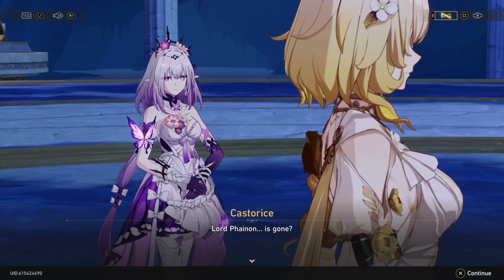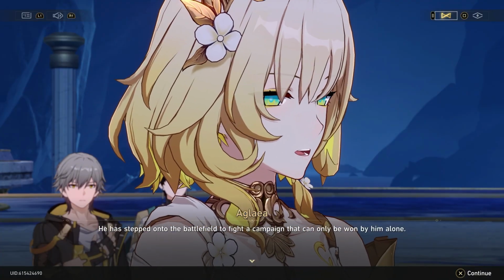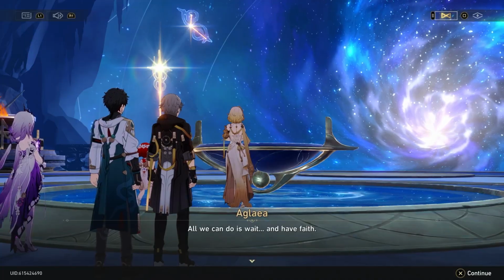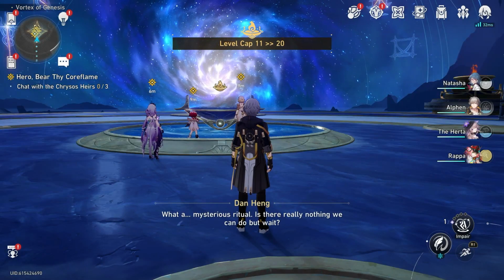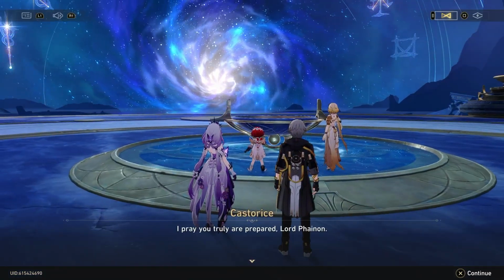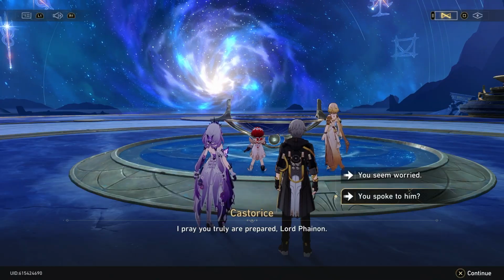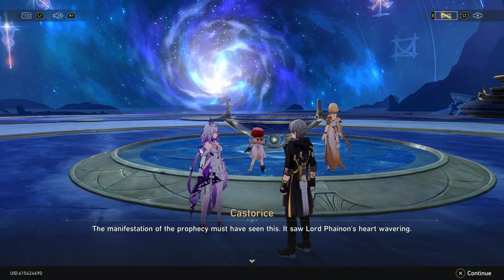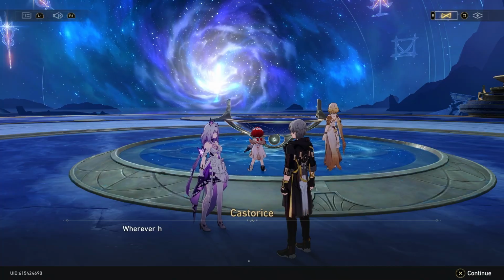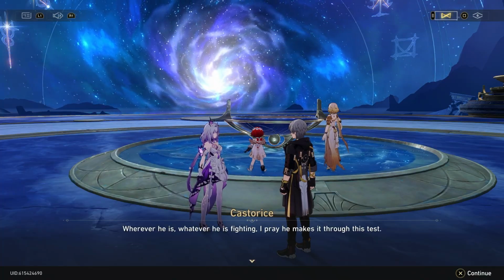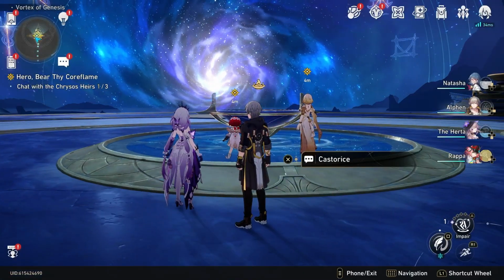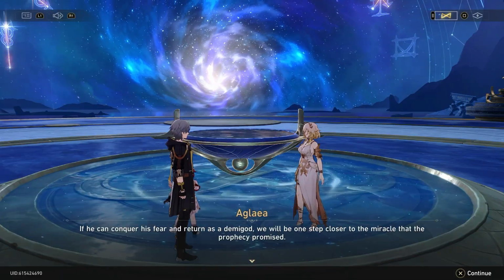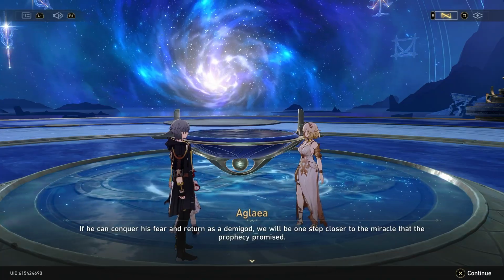Lord Finon is gone? He has stepped onto the battlefield to fight a campaign that can only be won by him alone. All we can do is wait and have faith. I pray you truly are prepared, Lord Finon. Yes, there was hesitation in his words. The manifestation of the prophecy must have seen this. It saw Lord Finon's heart wavering. Wherever he is, whatever he is fighting, I pray he makes it through this test. Finon steers his own fate. If he can conquer his fear and return as a demigod, we will be one step closer to the miracle that the prophecy promised.